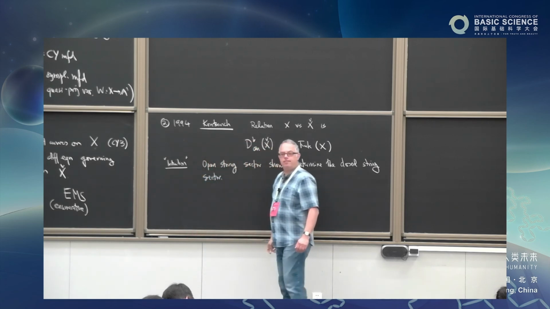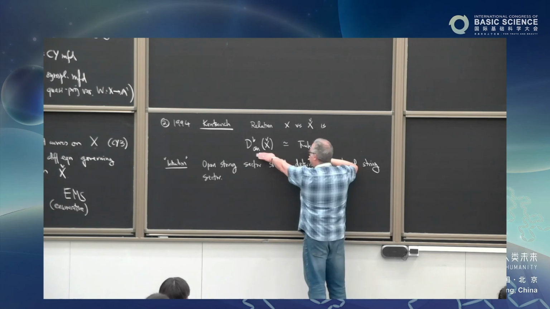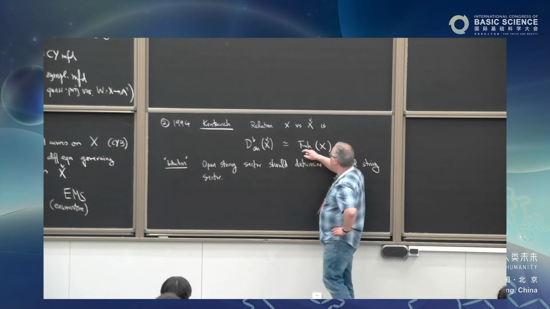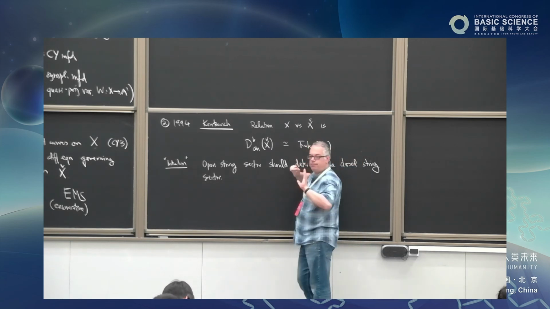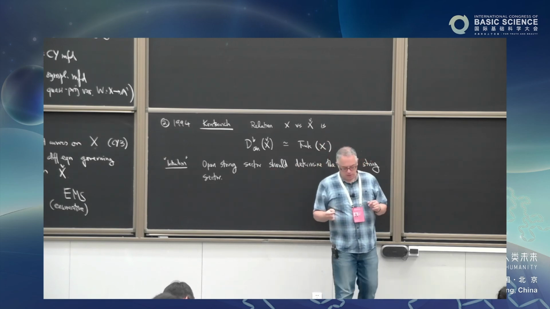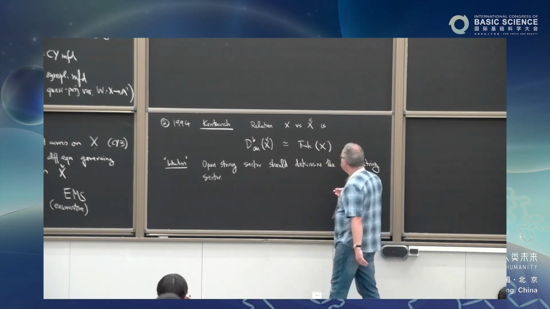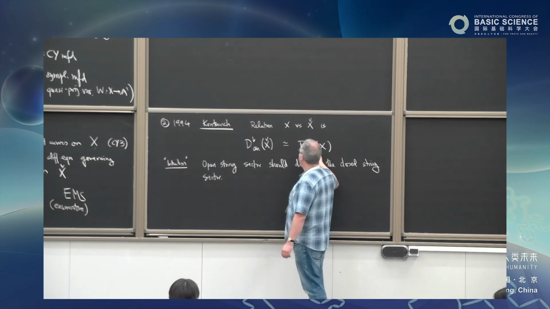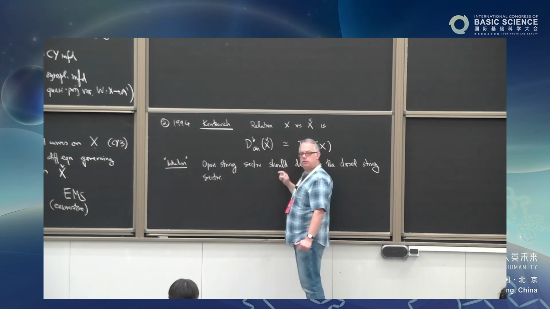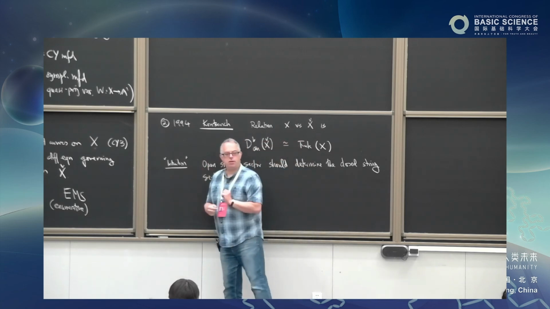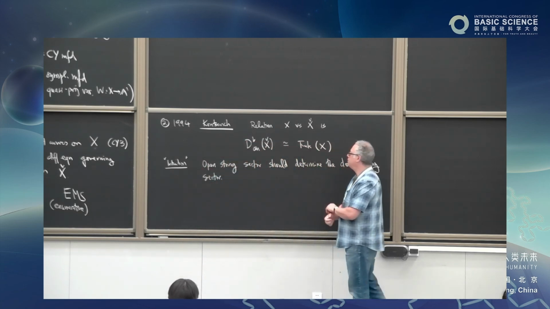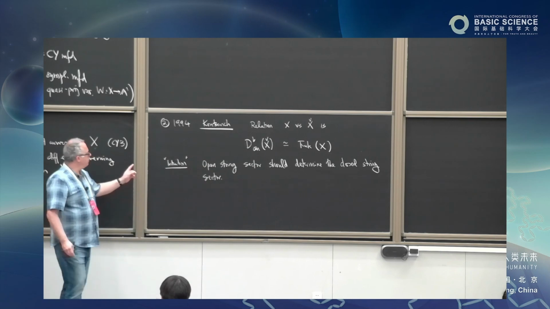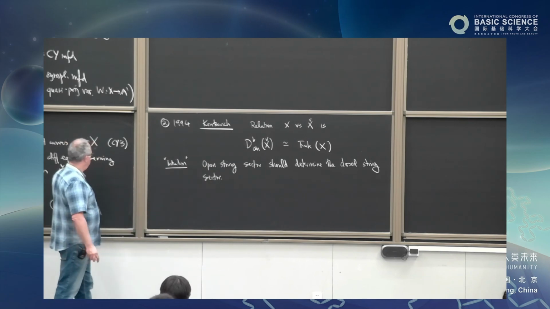So the idea is that in some incarnation of physics, this X and this X check determine both something called an open string theory and a closed string theory. And if you magically manage to arrange that the open string part is the same in the two constructions, then the closed string parts should agree. All right. So Kontsevich quite explicitly stated in 1994 that this should be true, that the open string should determine the closed strings.